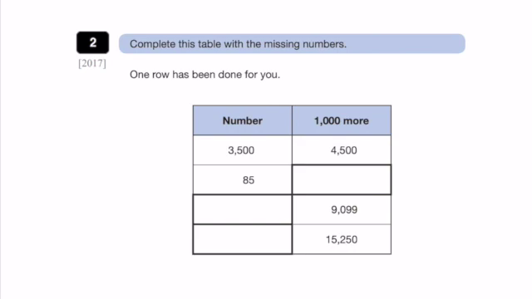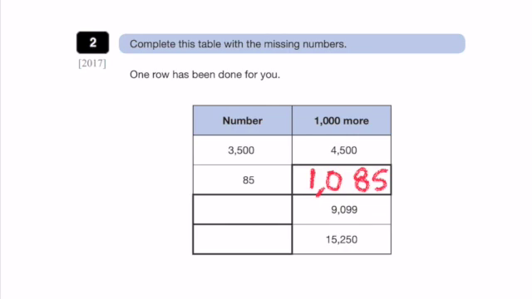Okay, number 2. Complete this table with the missing numbers. One row has been done for you. You have the number, and then in the other column, it's 1,000 more. So, have a go, press pause, and then come back when you're done. Okay, so this number is 85. So 1,000 more would be 1,085.